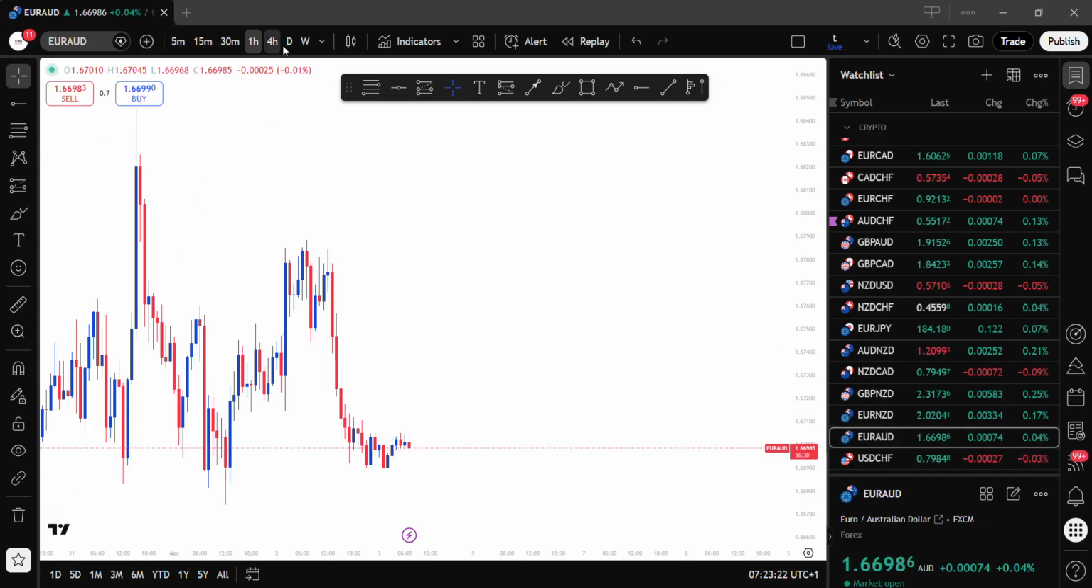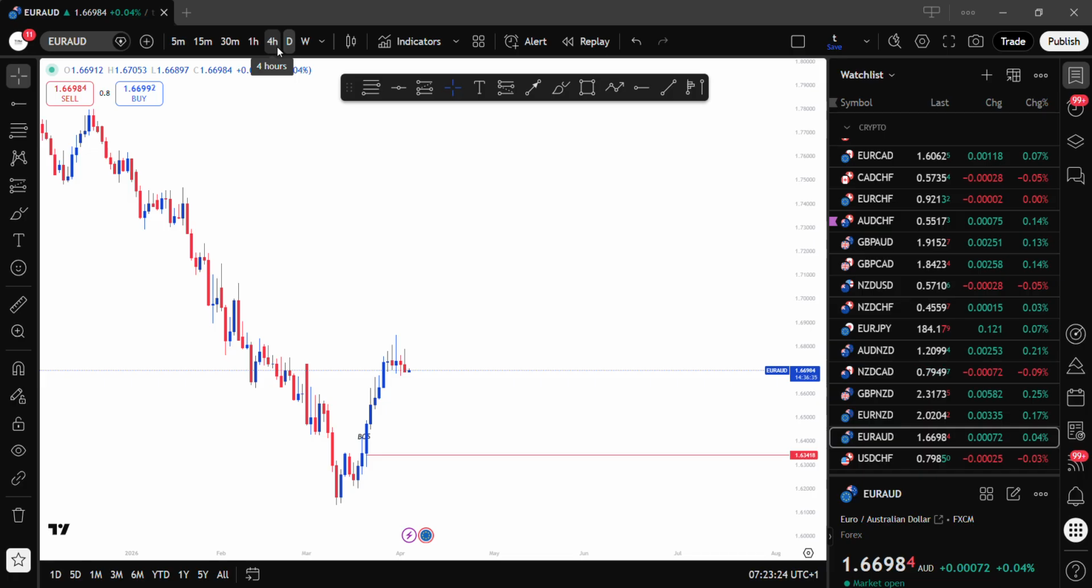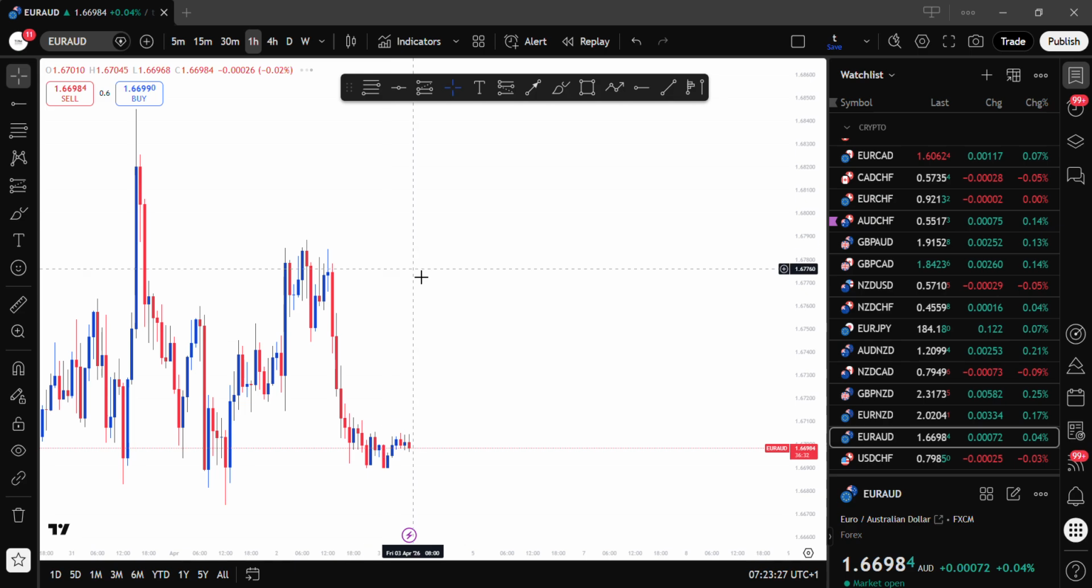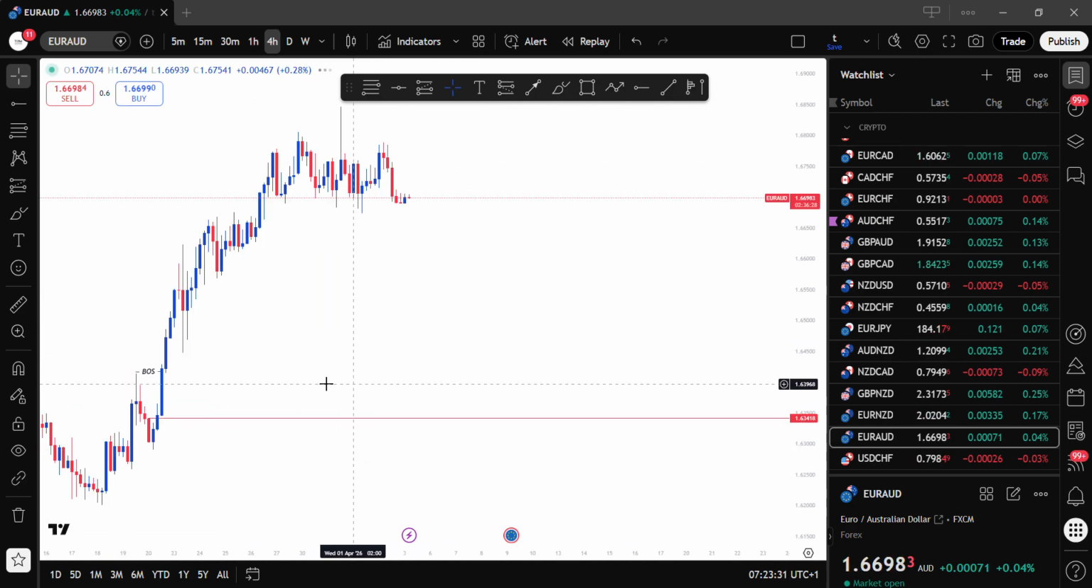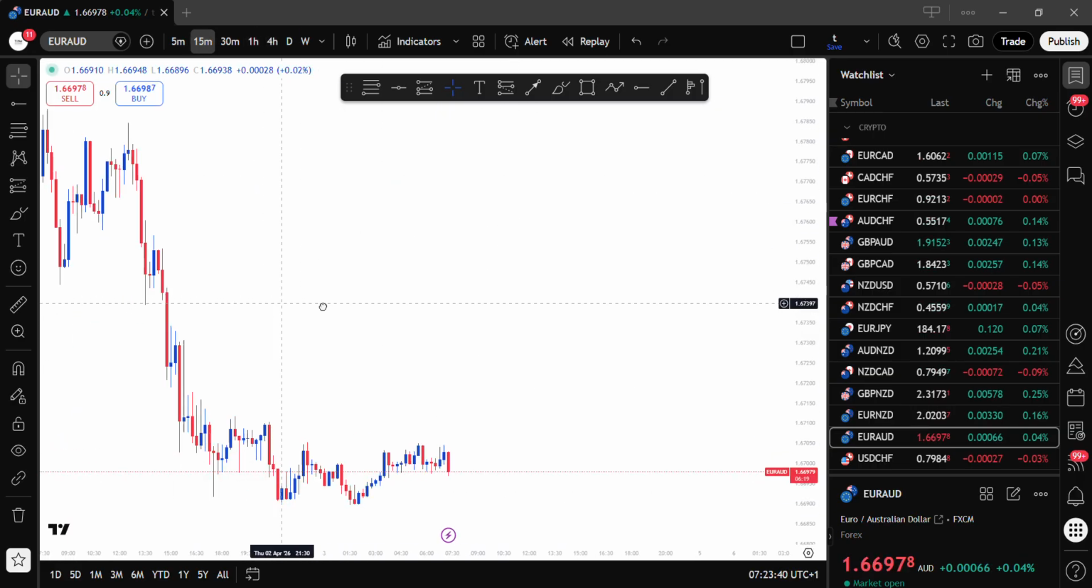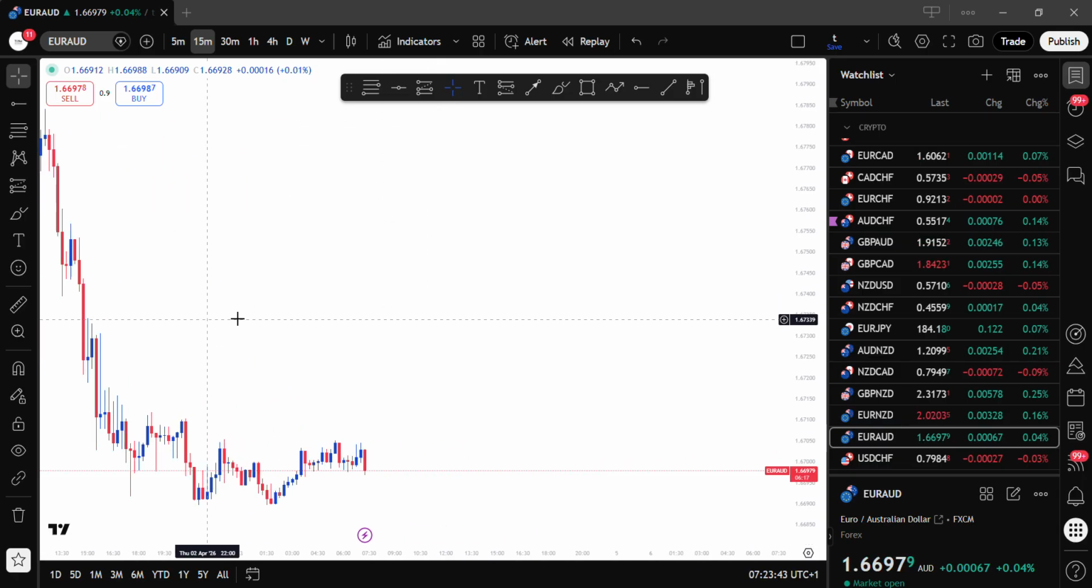On Euro AUD daily time frame, the market has been buying the whole time. On 4 hours, more buys happening, and on 1 hour, the buys are still happening. If you see on 4 hours, there's a trend line, and there's another block it missed here. So if you see on 1 hour, it's trying to make a reversal for that. Let's see if that reversal is clear enough on 15 minutes. No, it's not clear enough on 15 minutes as well.